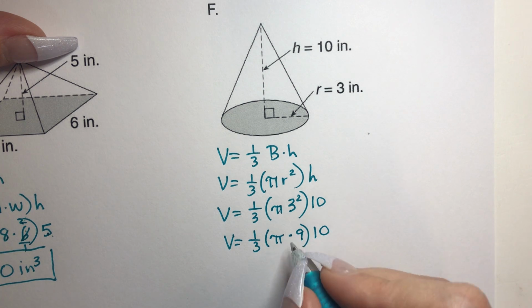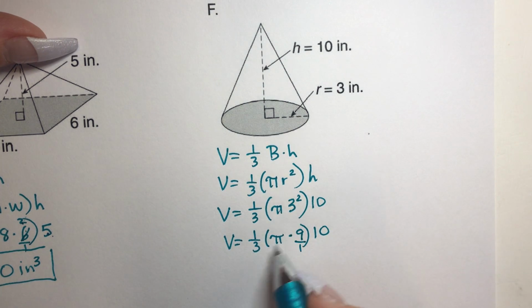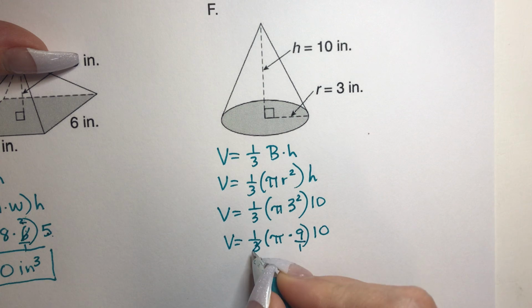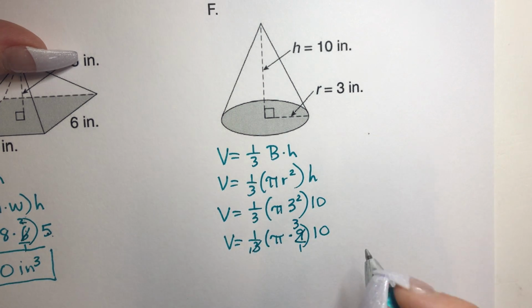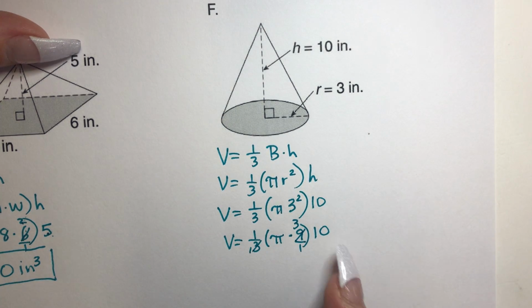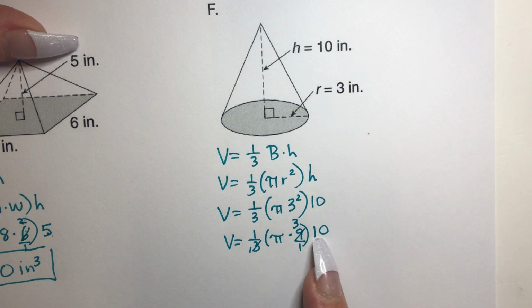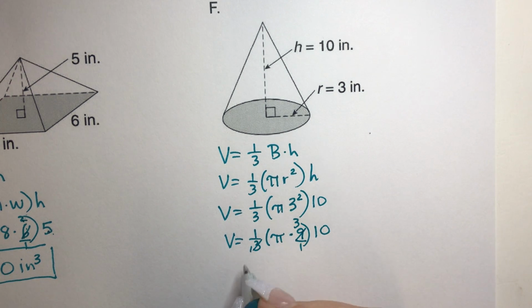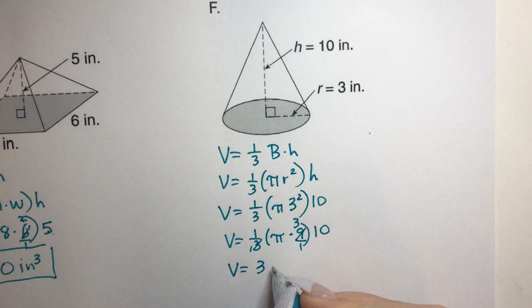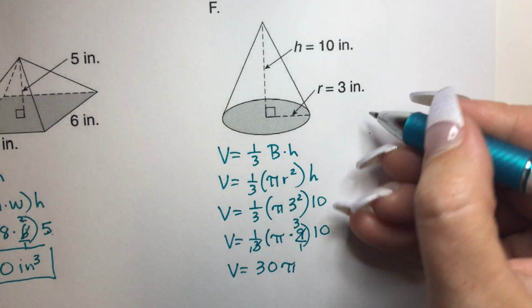All right, I'm going to go 1/3 times 9, make this 9/1. Look to cross cancel. There's a common factor of 3. 3 goes into 3 1 time. 3 goes into 9 3 times. That is now 1. And now I just have 3 times 10, which is 30 pi. And now I just need to figure out what 3.14 times 30 is.